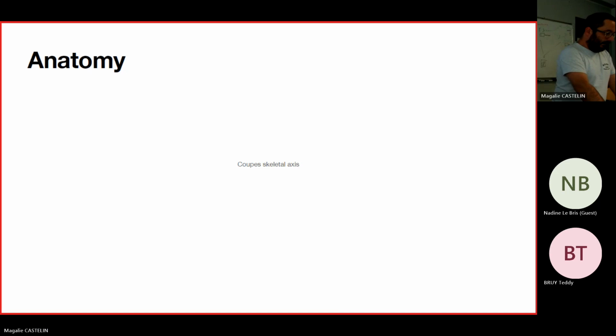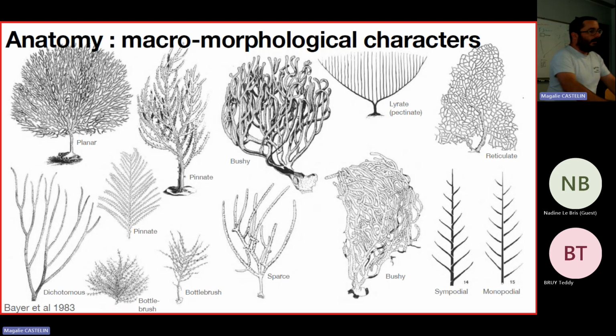So we're going to talk about macromorphological characters now and how they can be used for taxonomy. So the first thing that you can look at, of course, is the overall colony form, whether you have a planar octocoral. So if you're in one plane, it looks like this, and in one plane, you see that it's planar, okay? It branches only in one plane, planar.